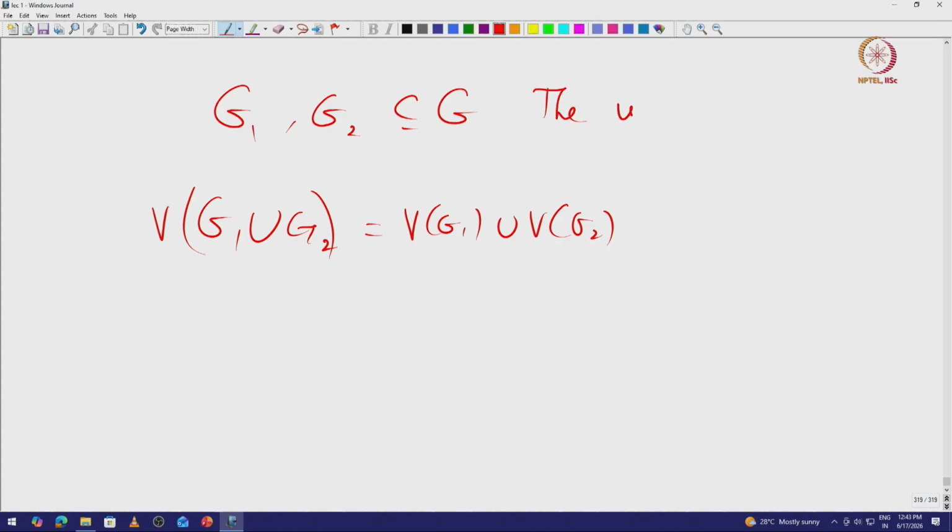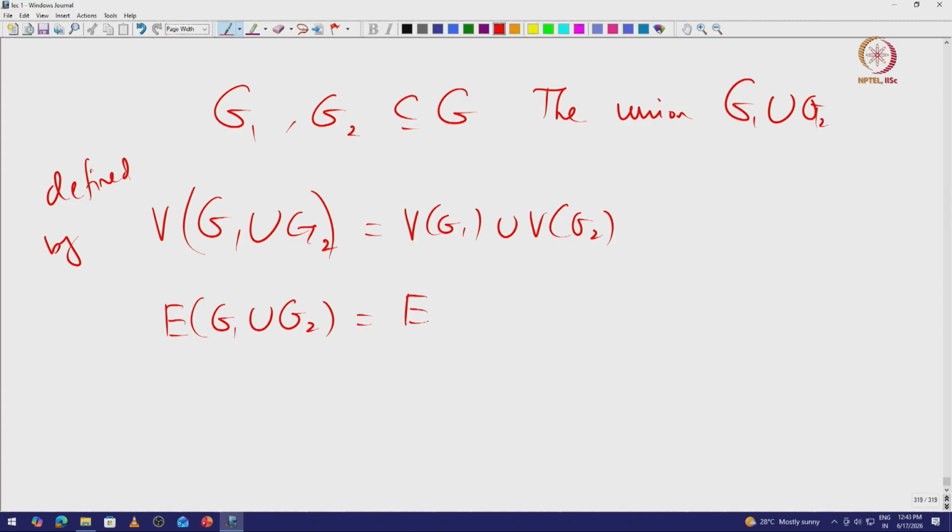So the union G1 union G2 is defined by the vertex set V of G1 union V of G2, and then the edge set is just the edge set of G1 union the edge set of G2. It is not necessarily disjoint, it can be any subgraphs of G. So then we are defining the union of them, that's all.